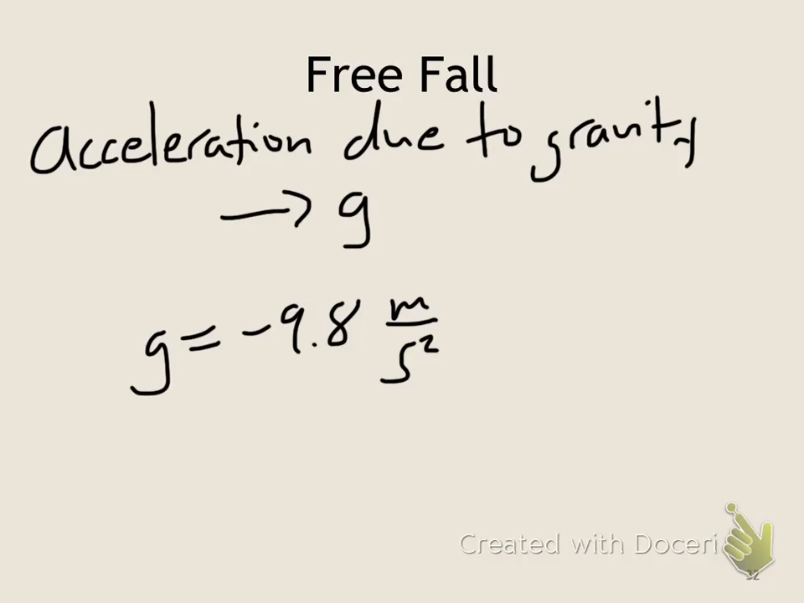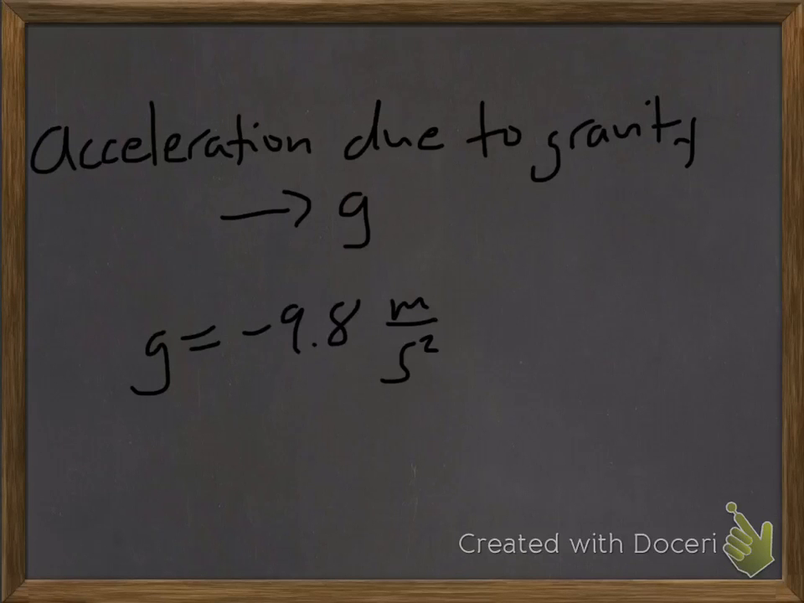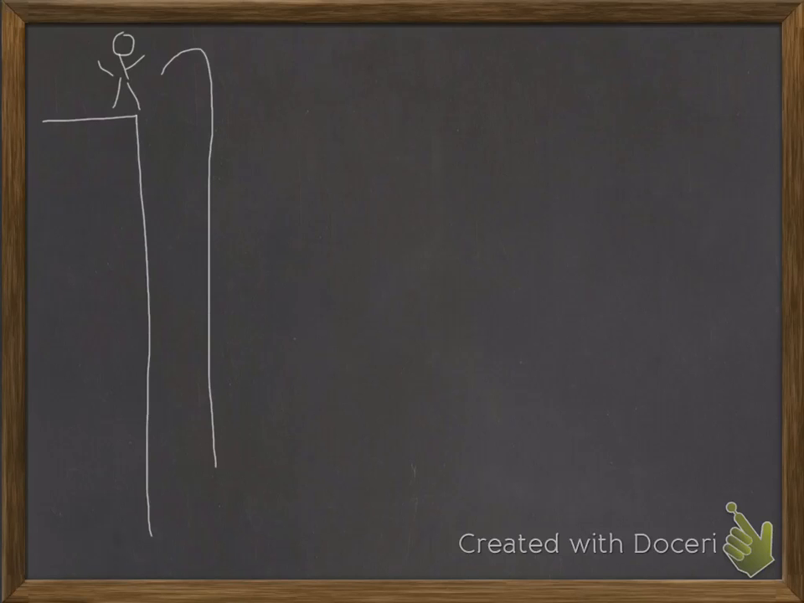So it turns out that if you free fall, if you jump off of a cliff, you have a parachute, obviously, because we're not going to be morbid in this class. If you jump off of a cliff, you will experience some acceleration due to gravity, and that acceleration is going to be negative 9.8. Little g is always negative 9.8 on Earth.